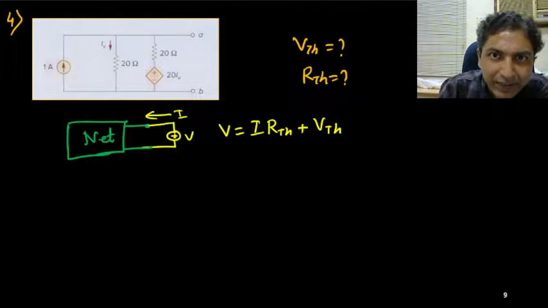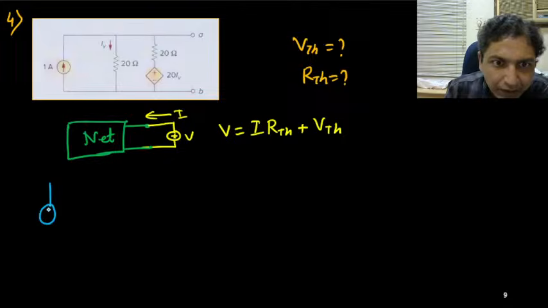So what is the circuit? First I will draw the circuit. This is one current source, that is 1 ampere.